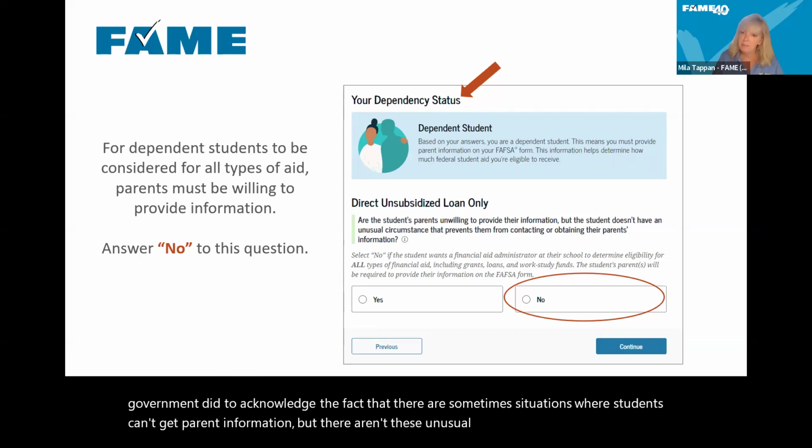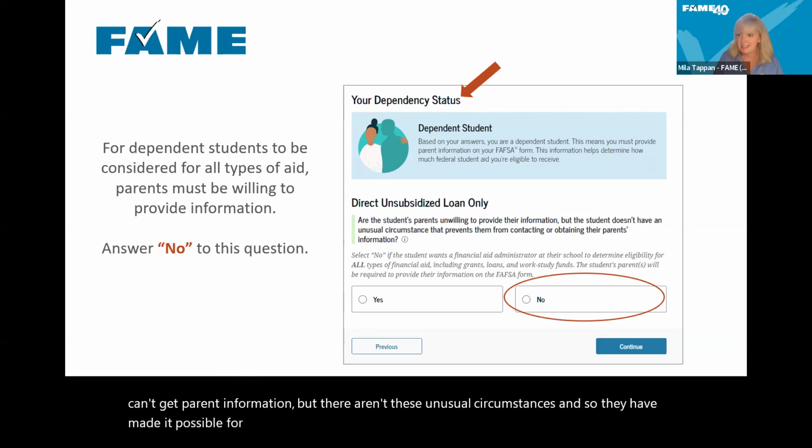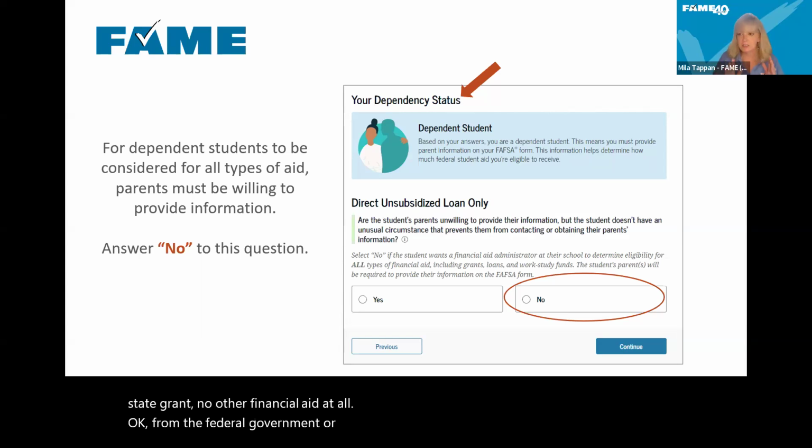And so they have made it possible for those students to get an unsubsidized loan only, but no Pell Grant, no Maine State Grant, no other financial aid at all, okay, from the federal government or from the state. So that's really important for students to know that. So they revised this question, so it's a little bit better.